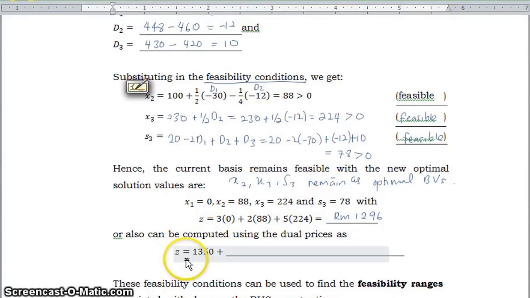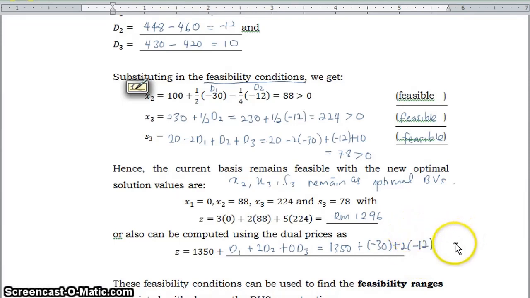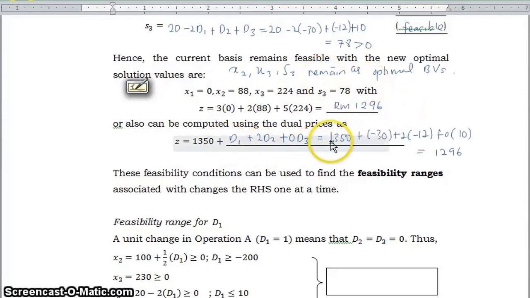We also can use the dual prices to get the new Z value. From the modified optimal tableau, Z is equal to 1350 plus D1 plus 2D2 plus 0D3. We substitute D1, D2 and D3 into this equation. We get 1350 plus negative 30 plus 2 times negative 12 plus 0 times 10. Z is equal to 1296. This is what we do when we have simultaneous changes to the right hand side of the constraints.